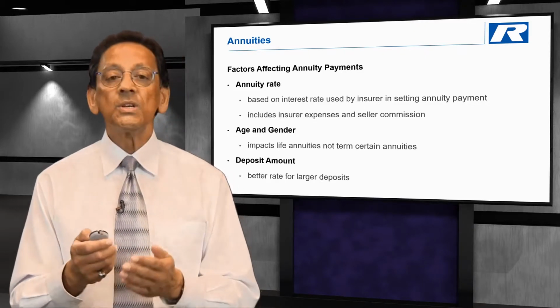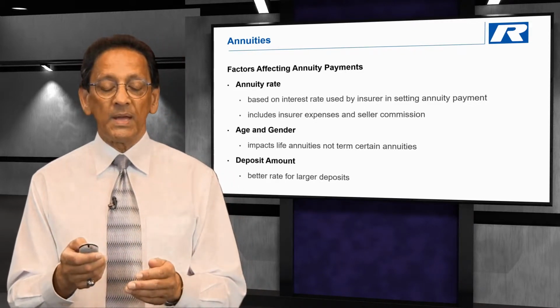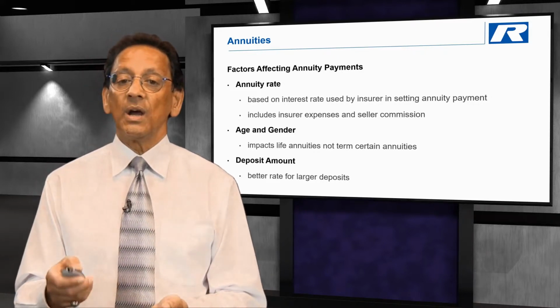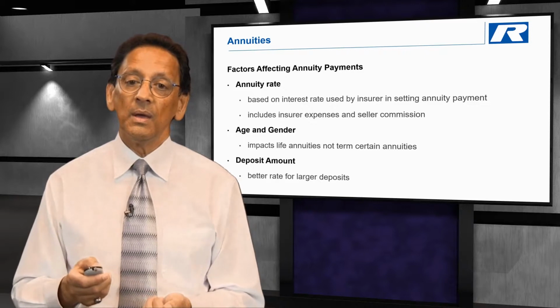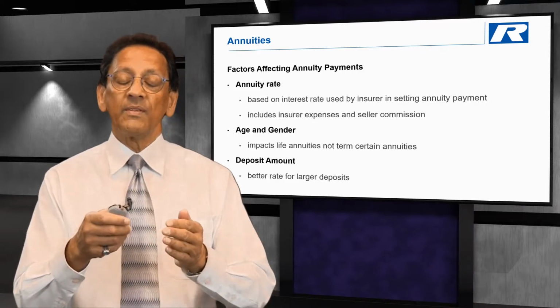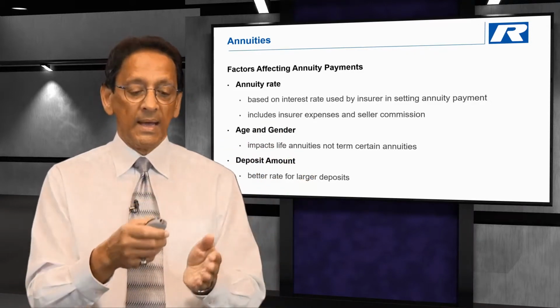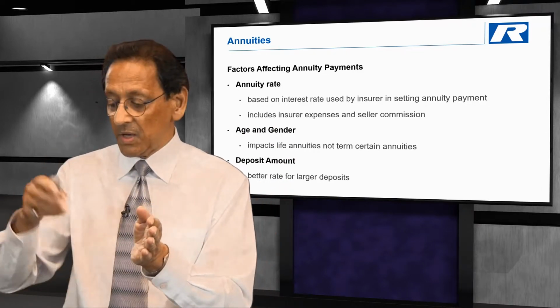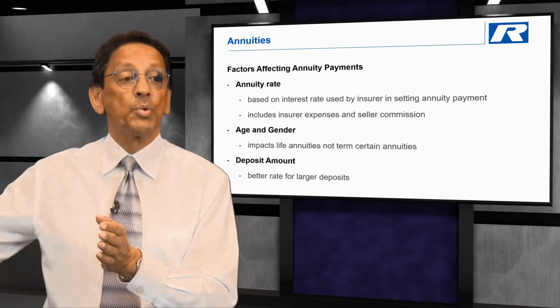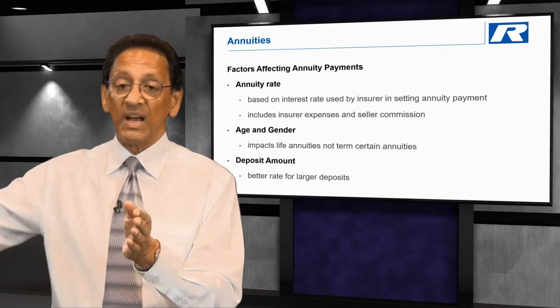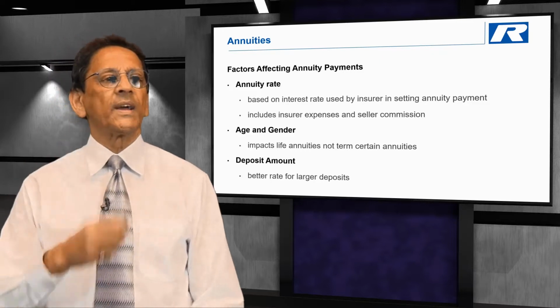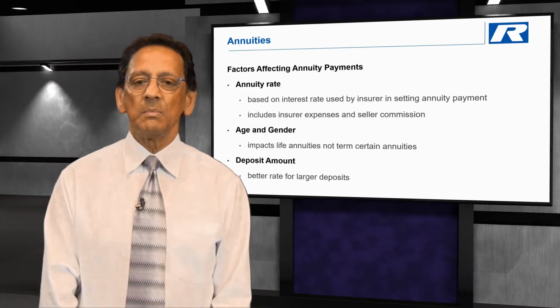What affects how much I get in my annuity? In other words, the insurance company is going to have to do some calculations to determine how much they are going to pay me in my annuity. Remember, I'm giving them a lump sum amount of money, and they're saying, based on the amount of money you're giving me, I'm going to be able to pay you so many dollars per month or per year for the rest of your life, or for this specific term that you selected. So what affects our annuity payments?